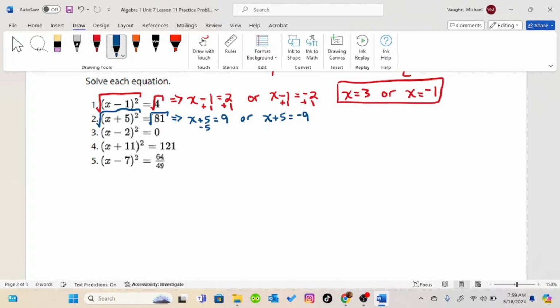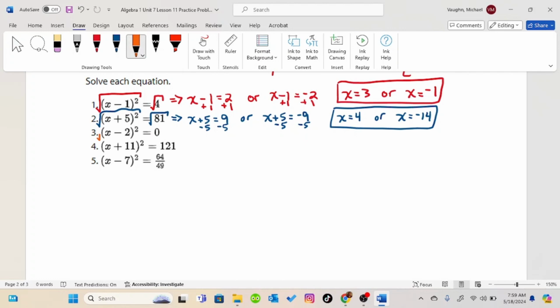We would subtract 5 from both sides, and x would equal 4, or we subtract 5 from both sides, and x equals negative 14. So it's important we remember that we have a plus and a minus answer when we take the square root.